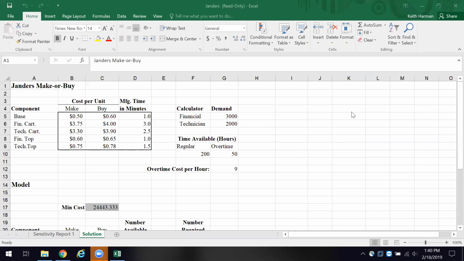So let's look at this. They have what it costs them to make or buy per unit the following components: a base, a financial cartridge, a tech cartridge, a financial top, and a tech top. Over here, you see the demand for those products, and then the time available in hours. We've got 20 hours of regular time available and 50 hours of overtime. And the overtime cost per hour, we've got that price figured out. Then we come down to the model itself.